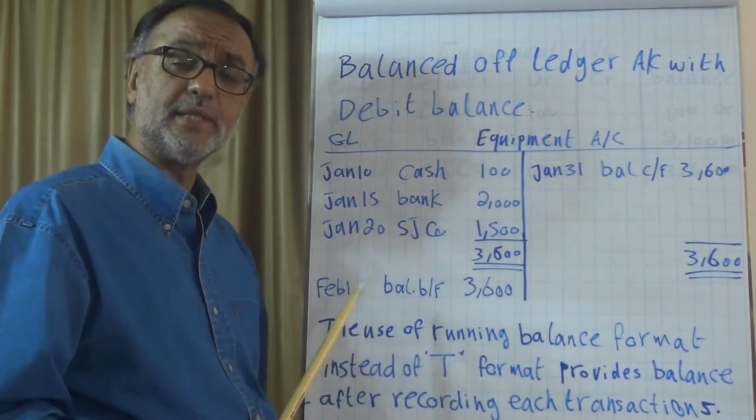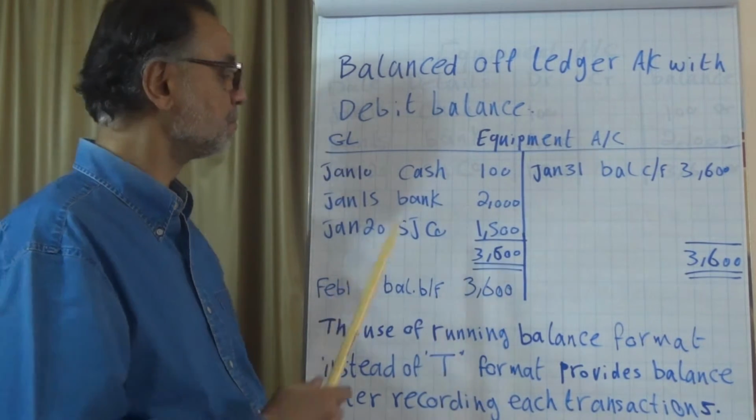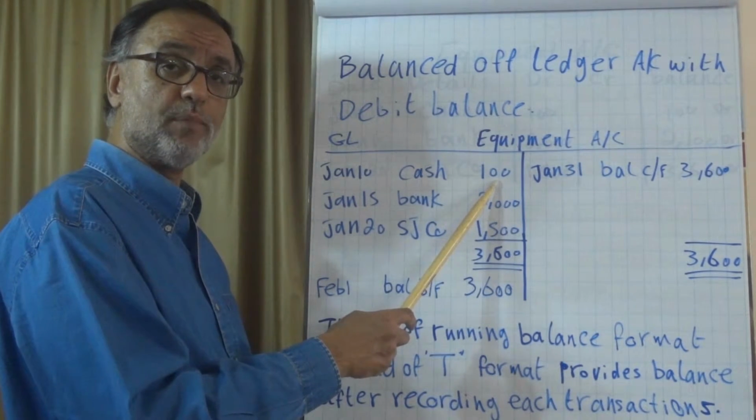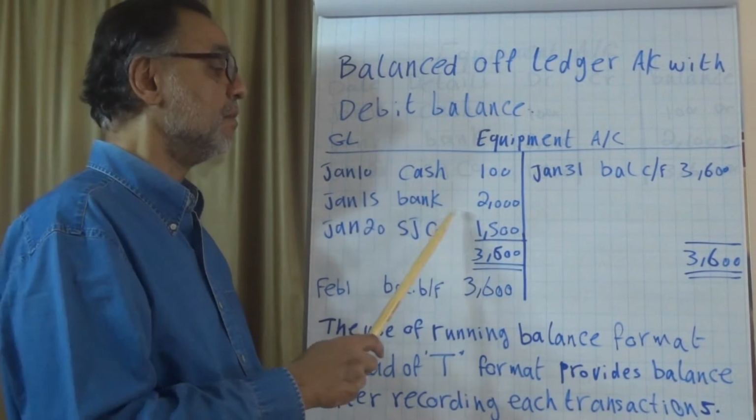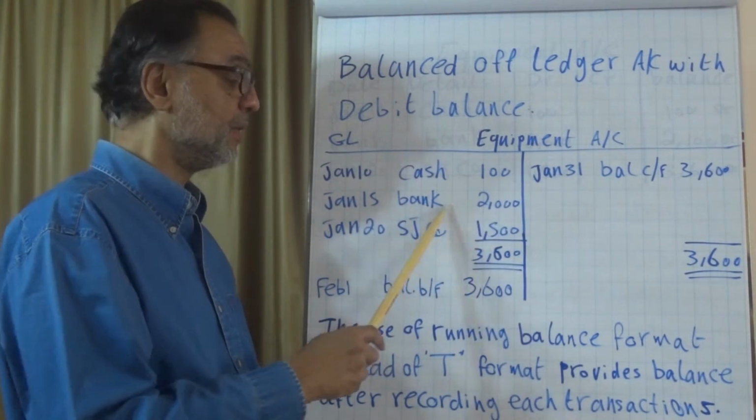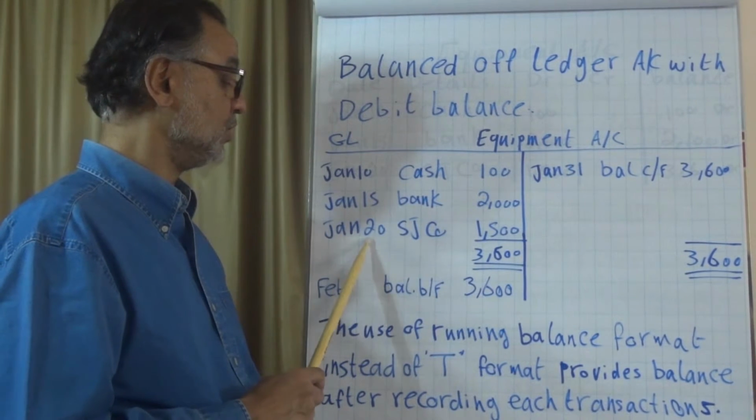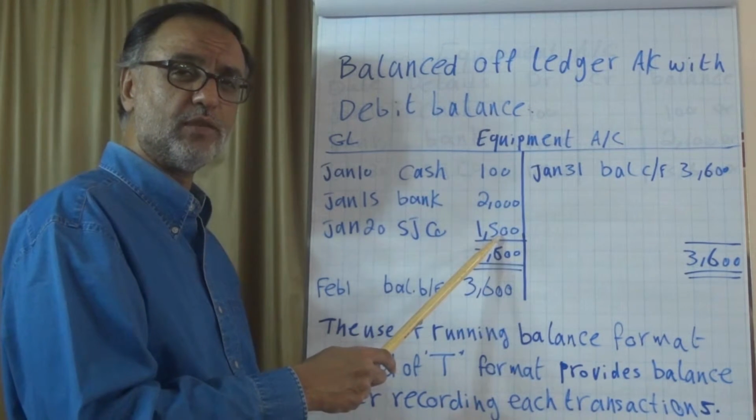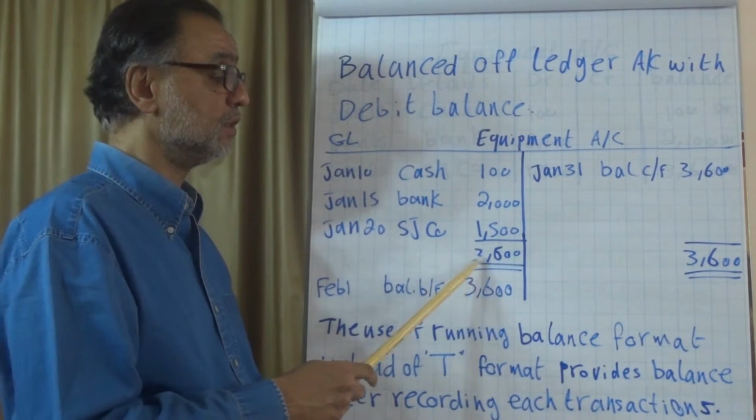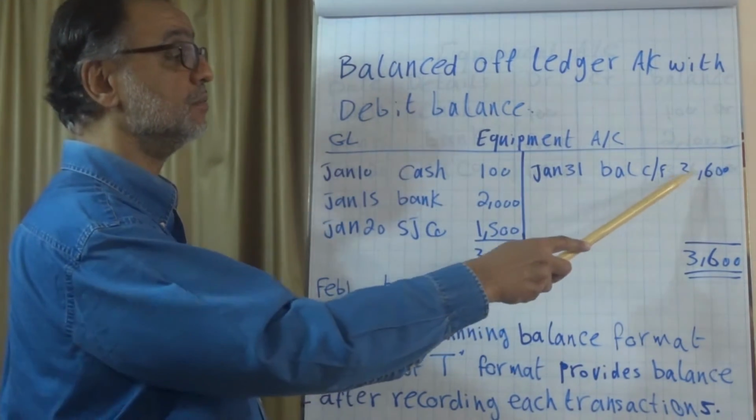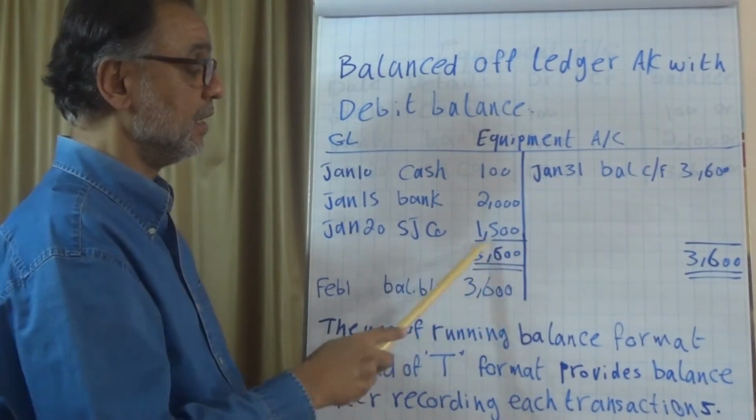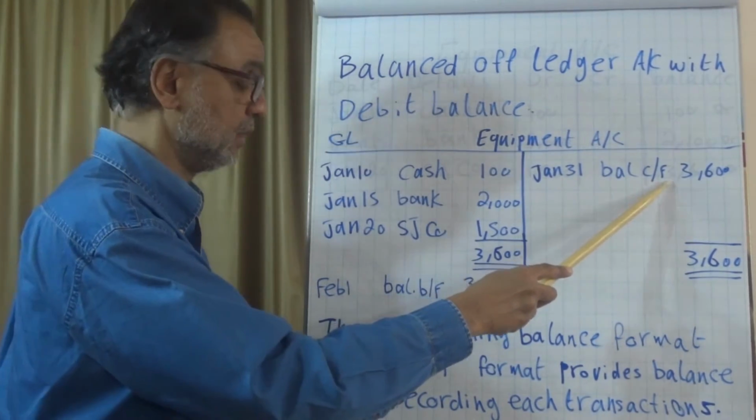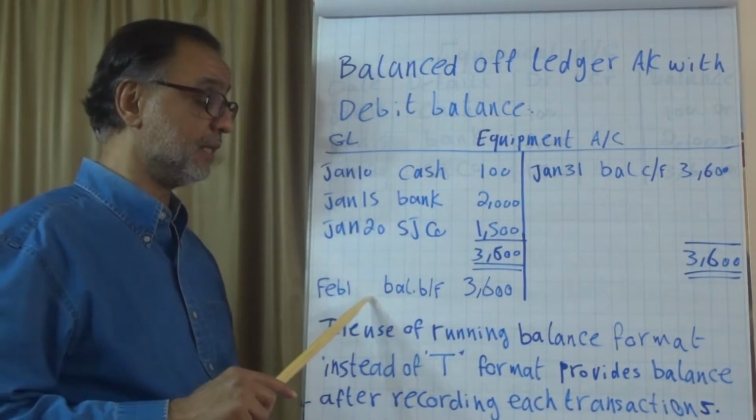Equipment account. Equipment is an asset and its balance should be debit. On Jan 10th, the business purchased $100 of equipment in cash. Jan 15th, purchase of $2,000 equipment from the bank. And on January 20, on credit from SJ Company, they bought $1,500 furniture. Total is $3,600. There is no credit entry, so the balance would be equal to the total of the debit side. So the $3,600 balance is carried forward, and at the start of the following month, the balance is moved forward.